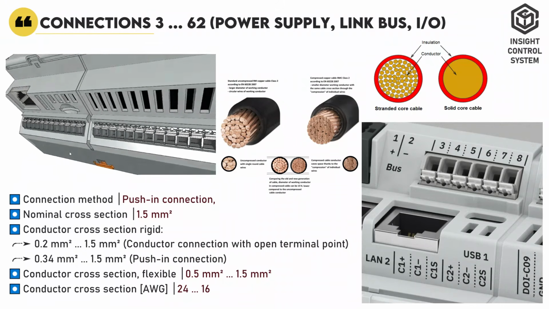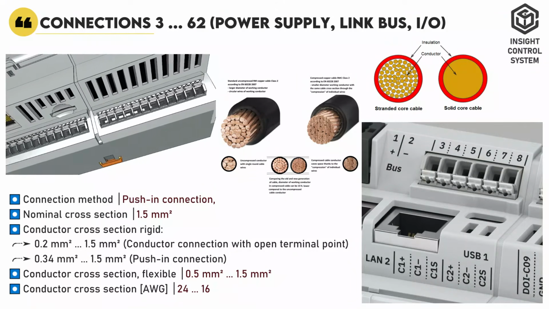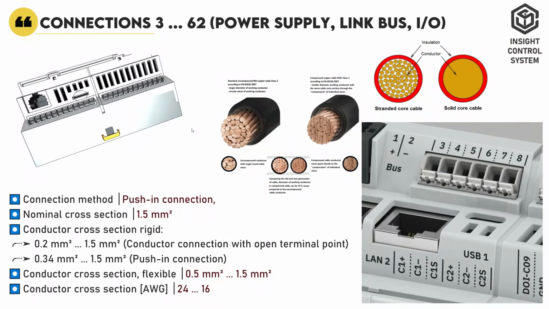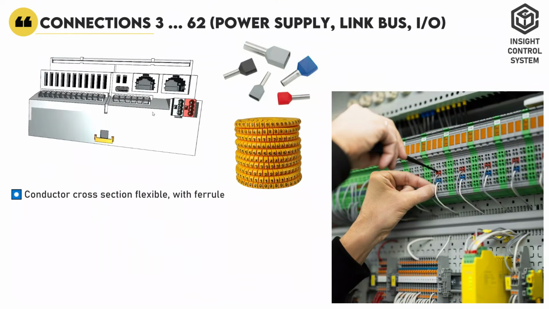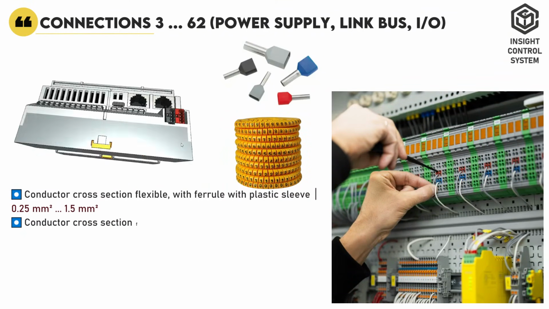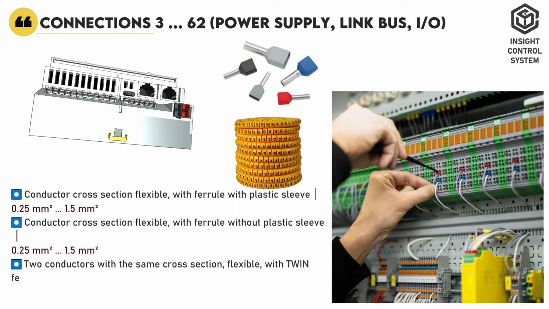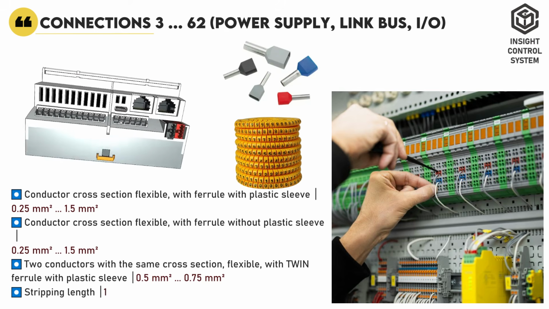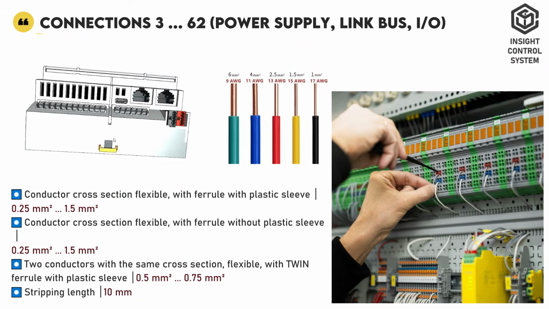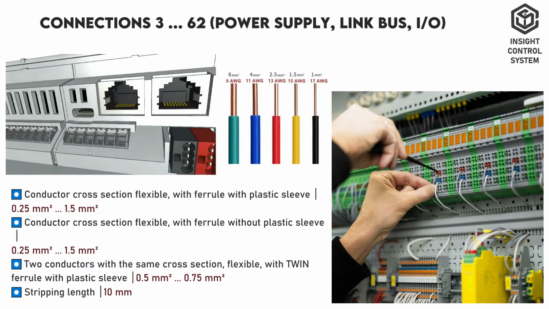This table shows the nominal cross-section of wires for rigid and flexible conductors, including those with and without a plastic sleeve. It also includes 2 flexible conductors with the same cross-section and a twin ferrule with a plastic sleeve. Stripping length is 10 mm.